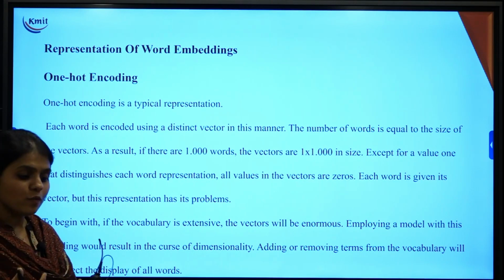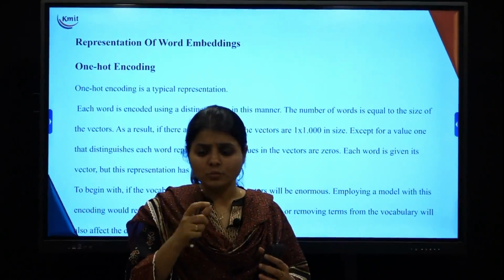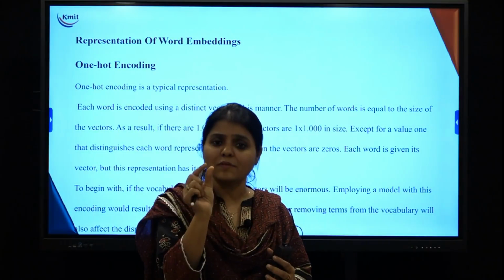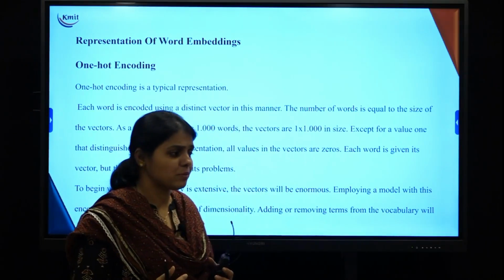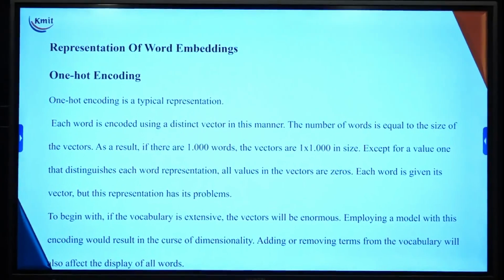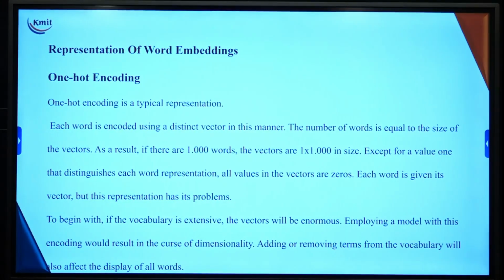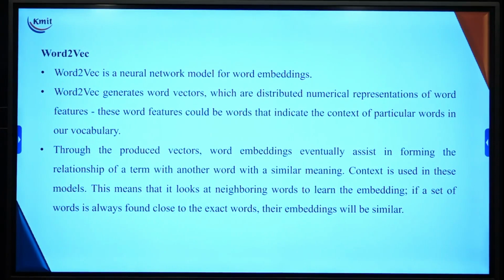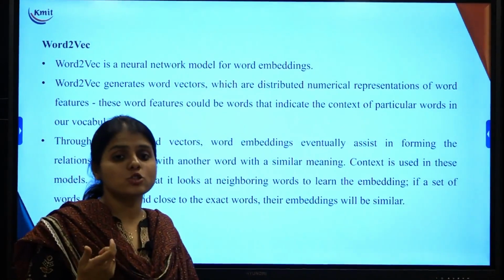Even though we don't require all the words, when you go for one hot encoding, only one particular word will have that one representation and remaining all will be zeros. This drawback is called the curse of dimensionality. Adding or removing terms from this vocabulary will affect the representation of all words. So we rule out this method, and the second important method for representing your word embeddings is word to vector.